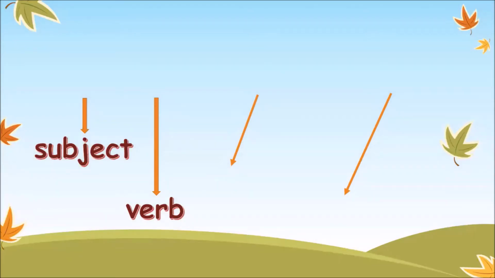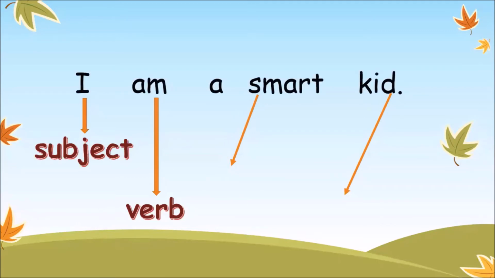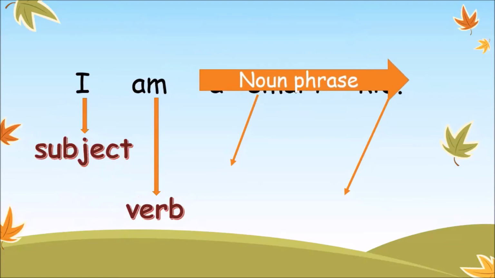Okay, can you think of a sentence that starts with a subject, then a verb, then a noun phrase? Okay, here is my sentence. I am a smart kid. So, I is a subject. Am is a verb. Okay, what about a smart kid? Think about it. A smart kid. This is what? This is a noun phrase.